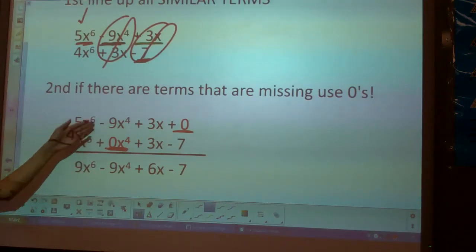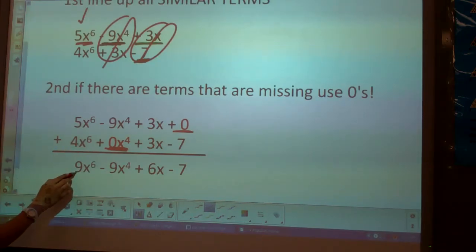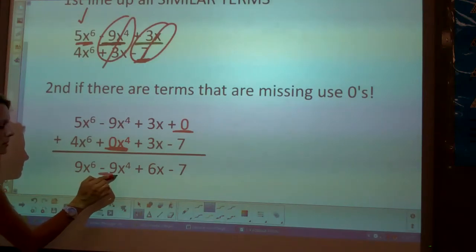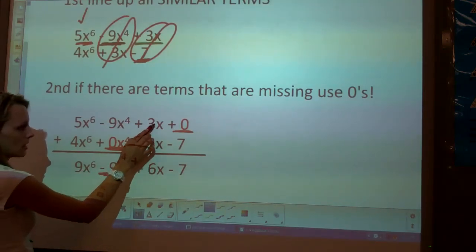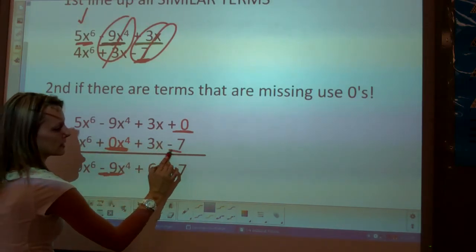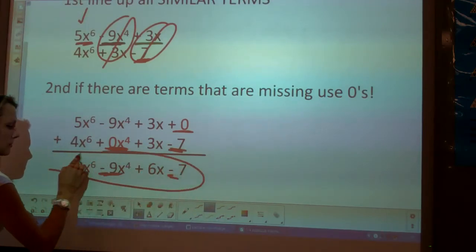And then you add going straight down. So 5x to the 6th and 4x to the 6th would be 9x to the 6th. Negative 9x to the 4th plus 0 is negative 9x to the 4th. Remember the charge. A 3x plus a 3x would be a 6x, and a 0 plus a negative 7 would be a negative 7. And that's your answer.